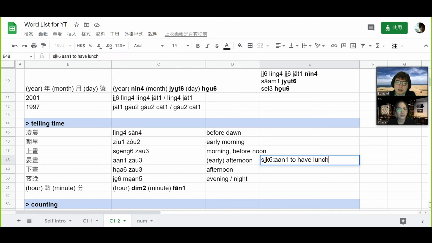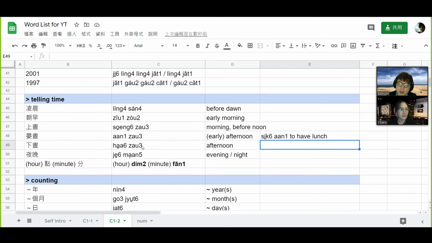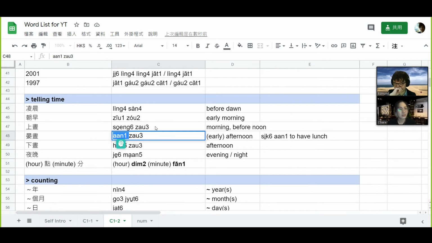So you can see 晏 is something related to the afternoon time. But then the PM will be 下晝. If you look at this, they all have the 晝 here, and it is lunchtime somehow. And 上 is up and 下 is down, so 上晝, 下晝, like that.